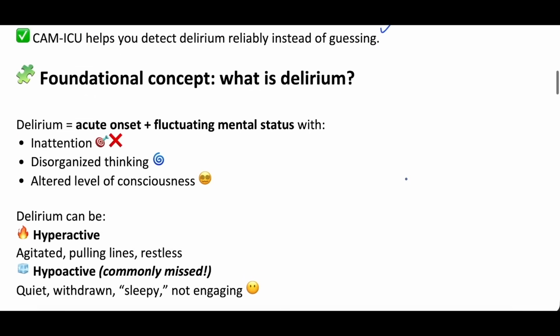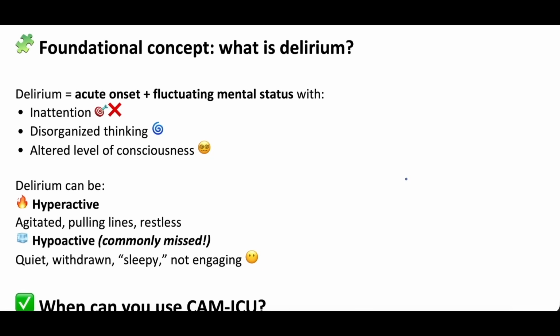So what exactly is it? We've talked about delirium contributing to worse outcomes. What is delirium? Well, delirium is this acute onset of fluctuating mental status. It might have some inattention, disorganized thinking, all the way to altered level of consciousness. And it can be either hyperactive, you're agitated, you're pulling at lines, you're restless, or hypoactive, which we miss more often, right? You're quiet, you're withdrawn, you're sleepy, you're not engaging.